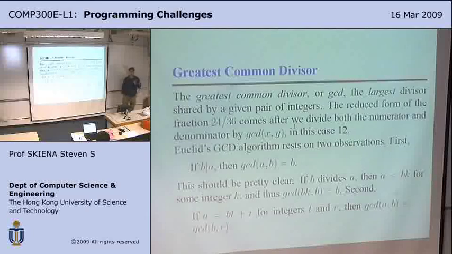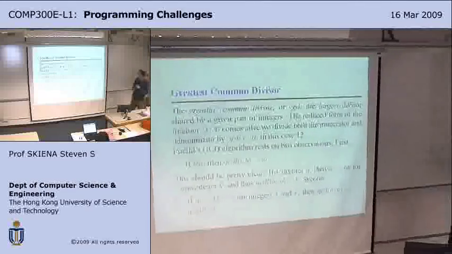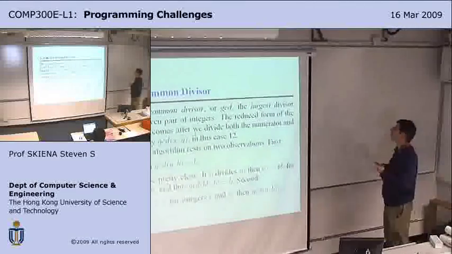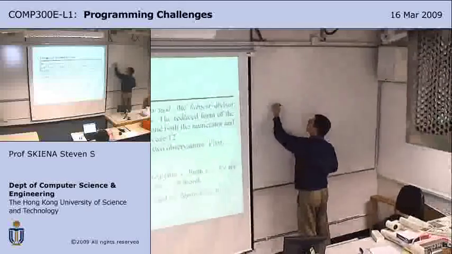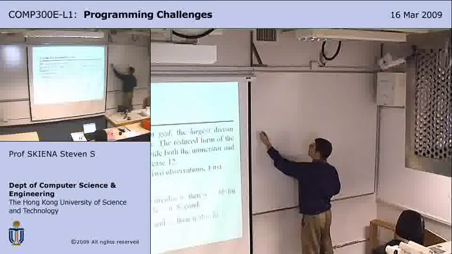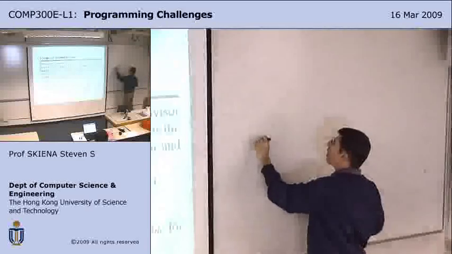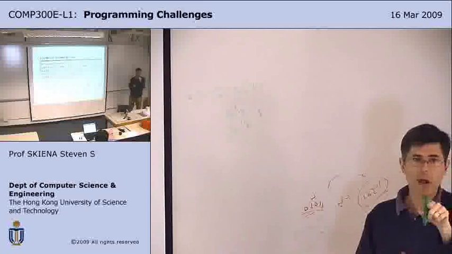Now the most famous divisor is something called the greatest common divisor. What is the greatest common divisor of two integers? Okay, I'm pretty sure everybody's probably seen this. Well, the algorithm for computing it turns out to be very interesting. The greatest common divisor of two integers, so what's the GCD of numbers X and Y? It's the largest integer G such that G divides X and G divides Y. That's what we mean by the greatest common divisor.